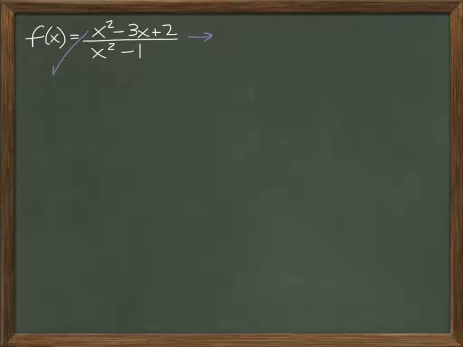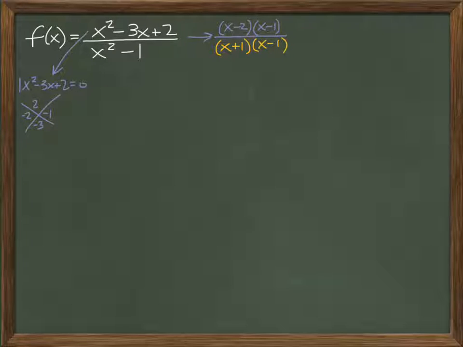I'll do the work down here. So x squared minus 3x plus 2 equals 0. Let's see if we can X factor that. 2 up on top, negative 3 on the bottom, negative 2, negative 1 gives me that combination. So I can write it as x minus 2, x minus 1. On the bottom, it's a difference of two squares, so I can write x plus 1, x minus 1.